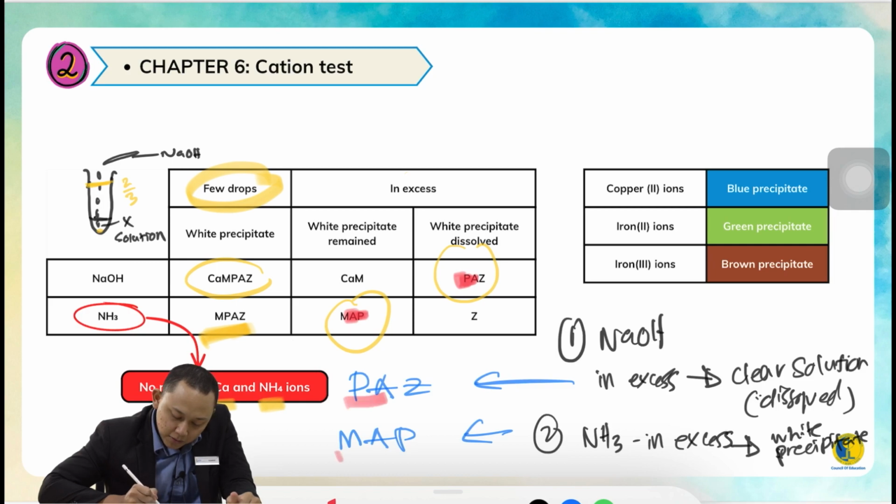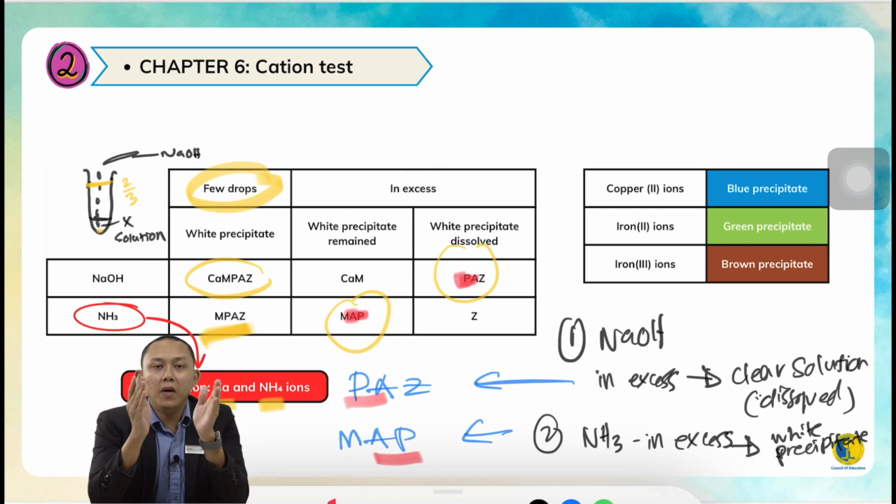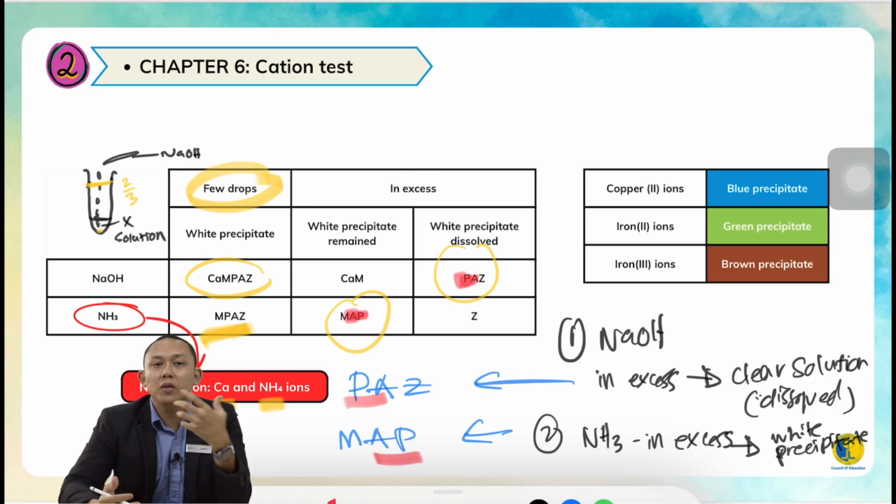Here and here. Okay, they fall in the same categories. Aluminium and lead fall in the same categories, which is, if you got this kind of observation, you don't know what is the salt. Correct or not? You cannot narrow down. There is two possibilities.